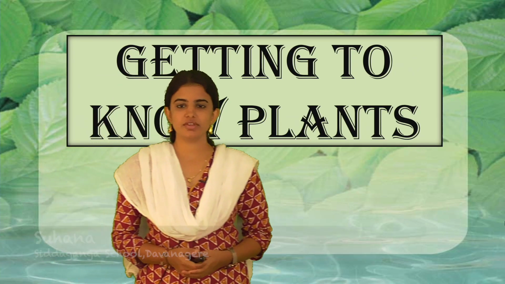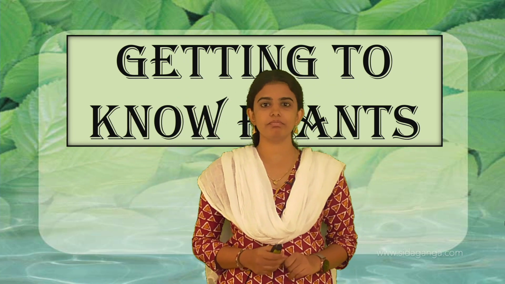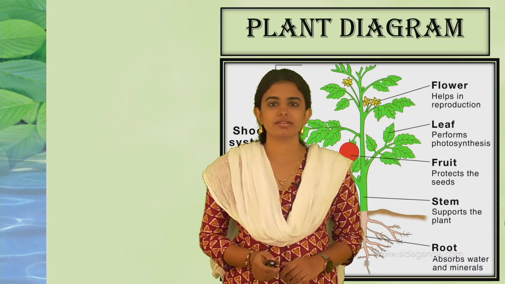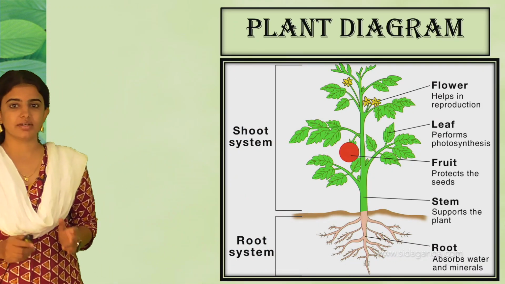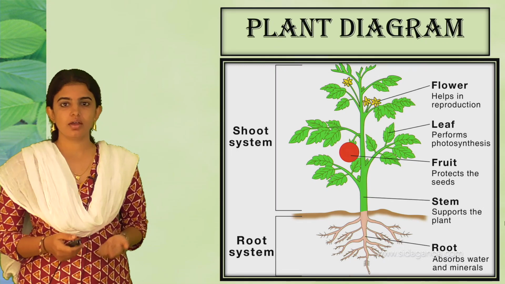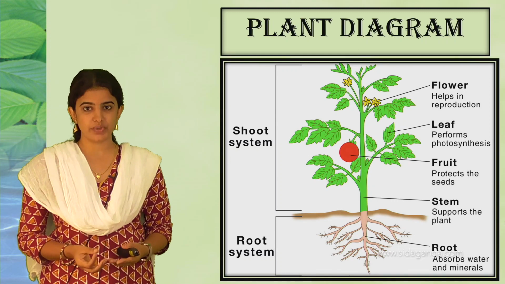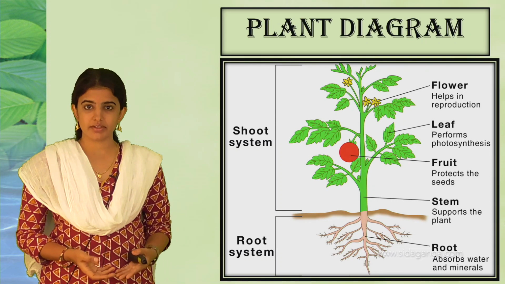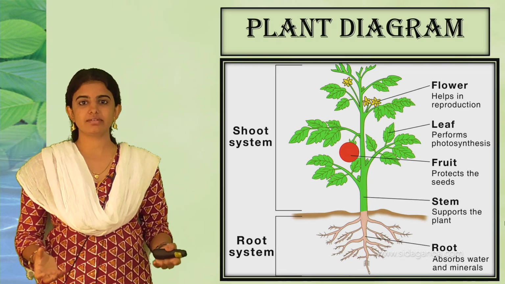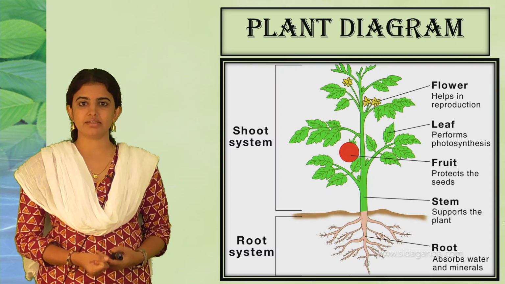Hello my dear students, today I am going to start with the summary of the chapter Getting to Know Plants. See, this is the diagram of a plant. Plants are our green friends and they provide a lot of things like fruits, vegetables, pulses, different types of cotton, perfume, flowers, etc. These are the uses of the plants.